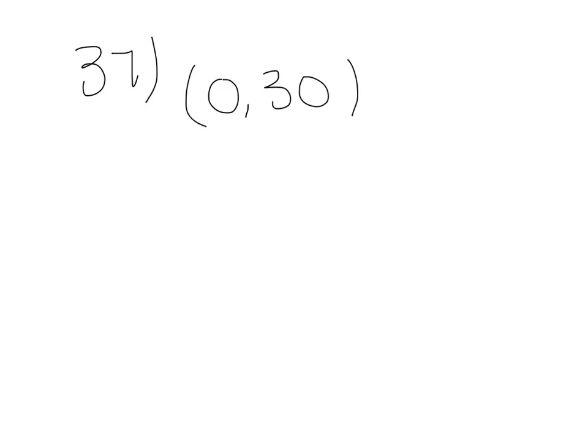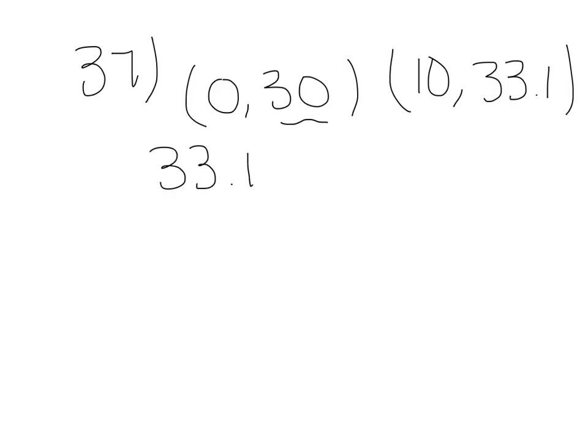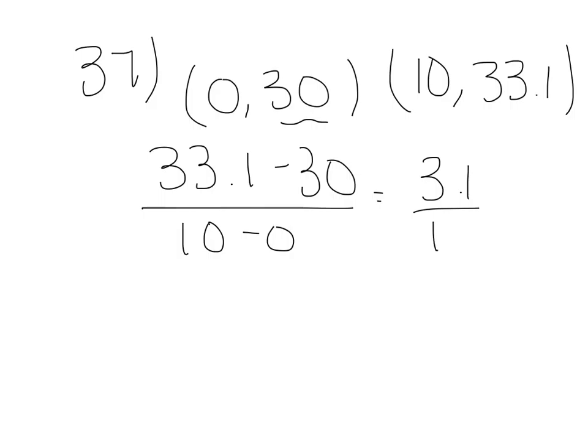And then 10 years later, in 2000, you're going to have 10 years later, and it was 33.1. So again, looking at your options, you can rule out B and D that don't have a y-intercept of 30 or the B value of 30. So now we need to find the number in front of T, which is actually your slope, by using the slope formula. 33.1 minus 30 over 10 minus 0. So this is going to be 3.1 over 10, which is, again, you just move your decimal place 1 over when you divide by 10, so it's 0.31.